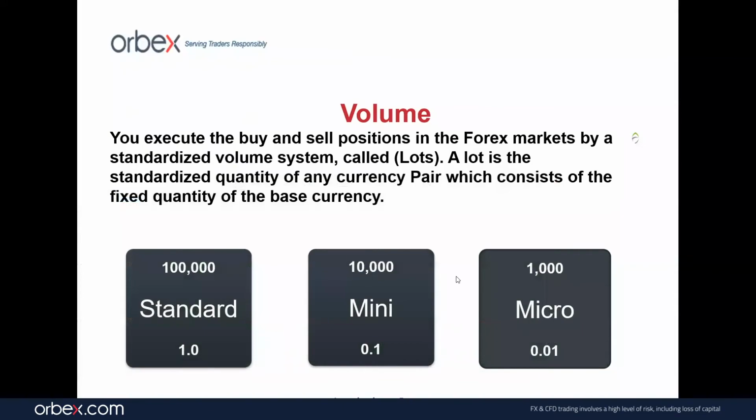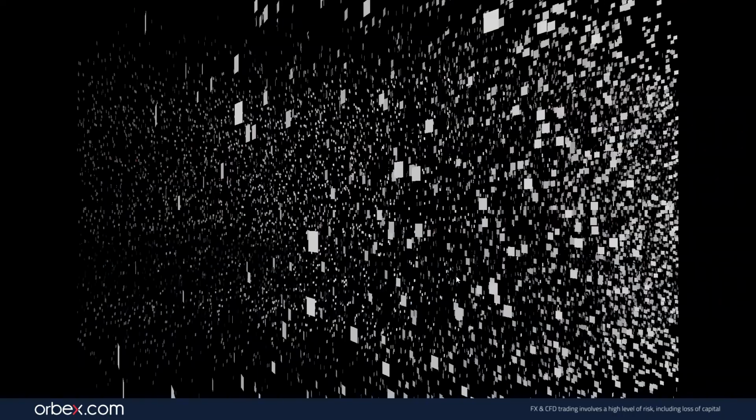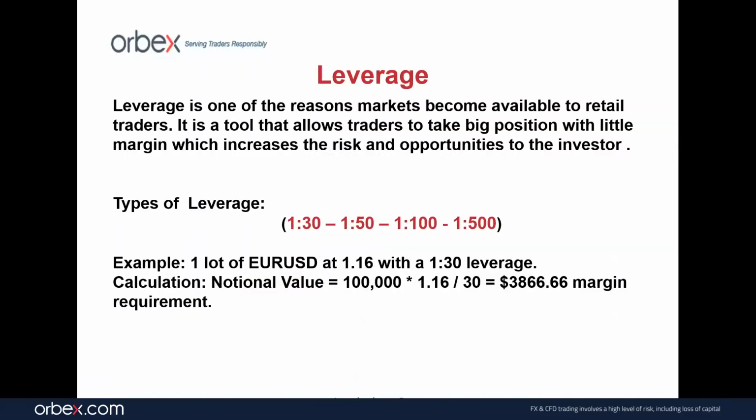Okay, so with that being said, let's take a look at leverage as well. I'm just going to briefly skim across leverage, because there is a lot more to it than just a small PowerPoint slide, and as I said, we'll go over the calculations in the next webinar. Leverage is one of the reasons markets became available to retail traders. It's a tool that allows traders to take big positions with little margin, which increases the risk and opportunities to the investor.